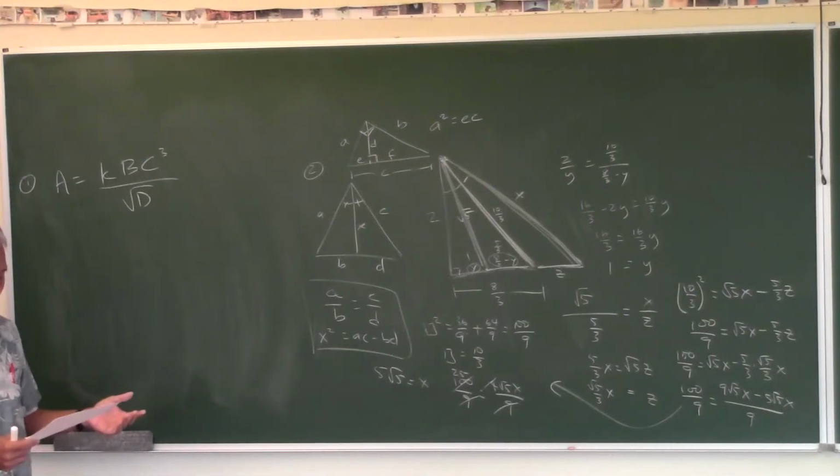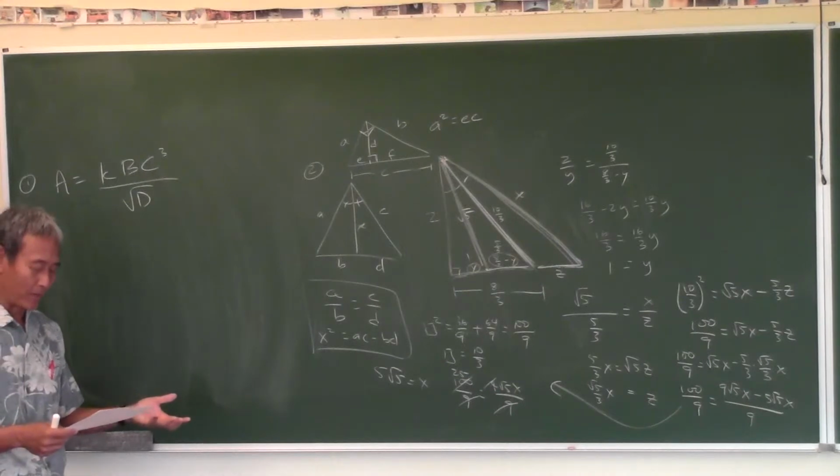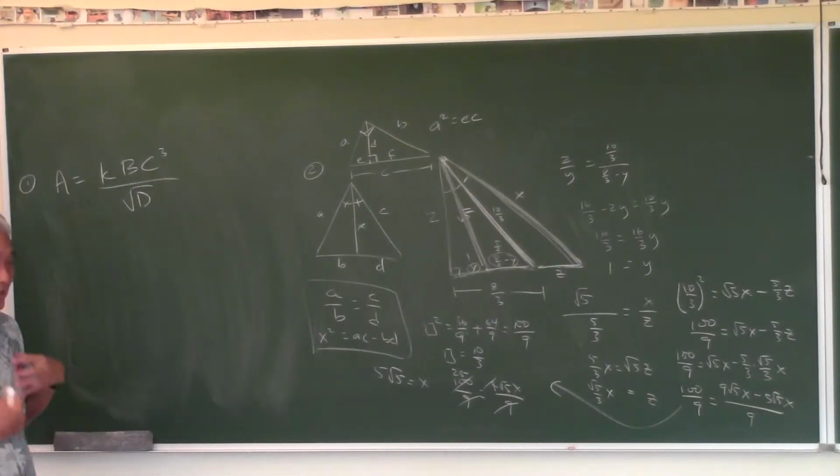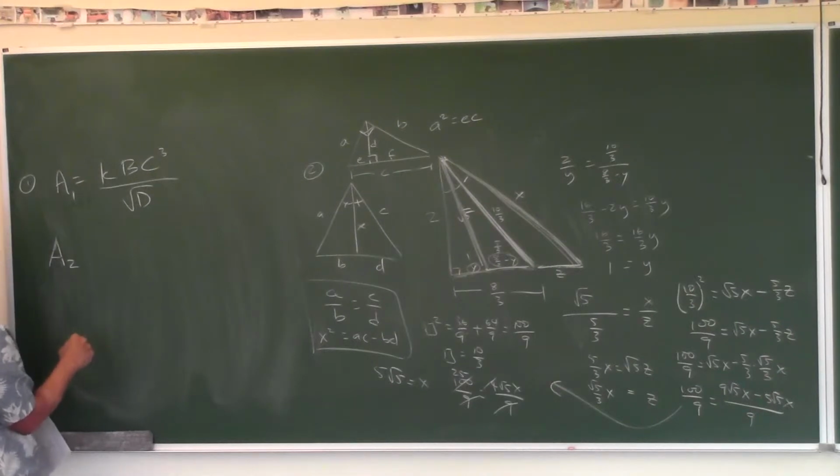Now, if B is decreased by 62.5%, C is increased by 33 and 1/3%, and D is increased by 96%, by what percent is A decreased? So this is how I do the problem. I call this A1, that's what you start with. And then I look at A2, okay?